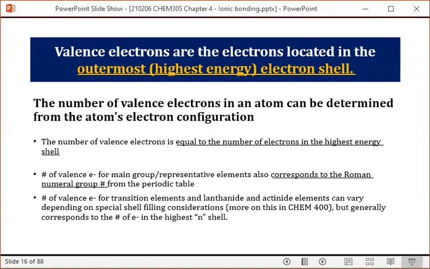And then in the middle of the periodic table, in the transition elements, in the lanthanide and the actinide series, the number of valence electrons can vary depending on some special, what are called shell filling considerations. And we go more into this in Chem 400. But in general, the number of valence electrons corresponds to the number of electrons in the highest energy or the highest n value shell.